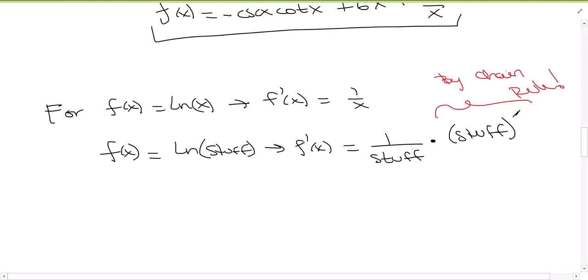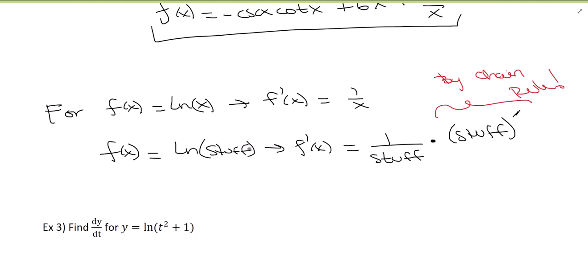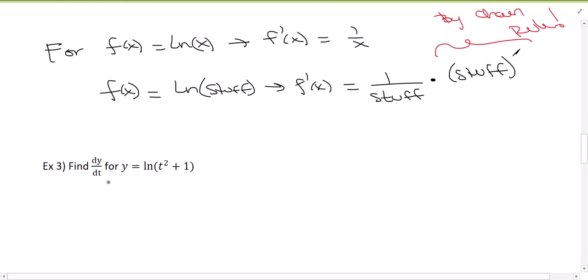So let's try another example. Let's try this example that requires us to use the chain rule. Find dy/dt. Notice the independent variable now is t, so that means y is a function of t. So y equals ln of (t squared plus 1).